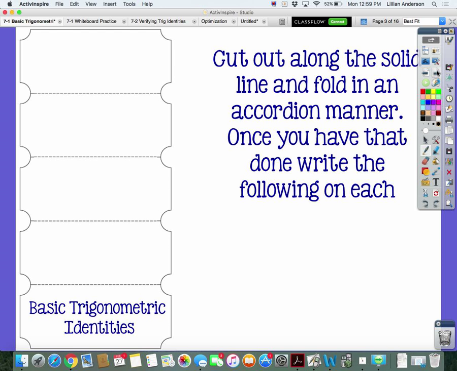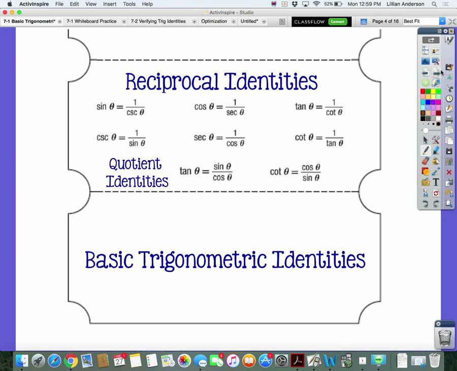So this is your foldable. You're going to cut it out, fold it in an accordion type fashion, and label the bottom ticket area basic trigonometric identities. And then right above that, these are your reciprocal identities. These you will need to know, but we kind of already know these.